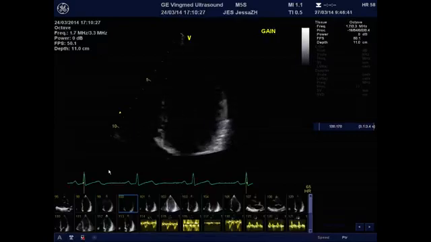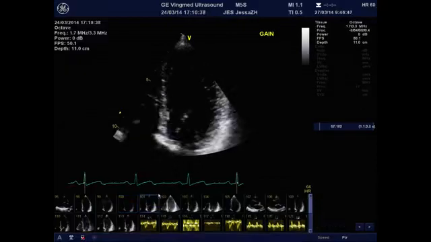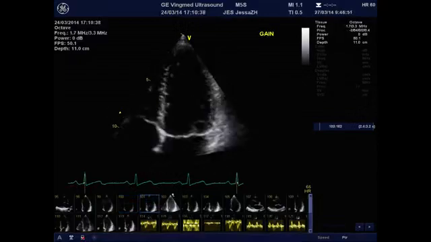The next point we should go to is gain. Gain settings of a machine. In this case, we have a very low gain setting, and this will not allow you to look at the muscle very well. So optimal gain setting should allow you to have a view of all parts of your echo image.